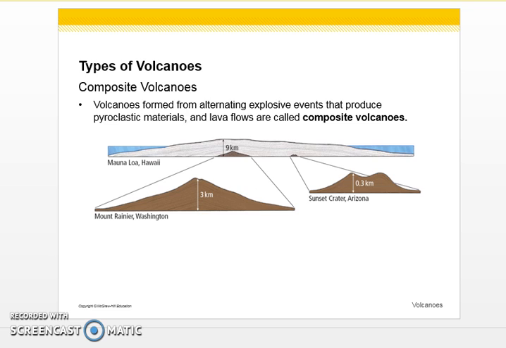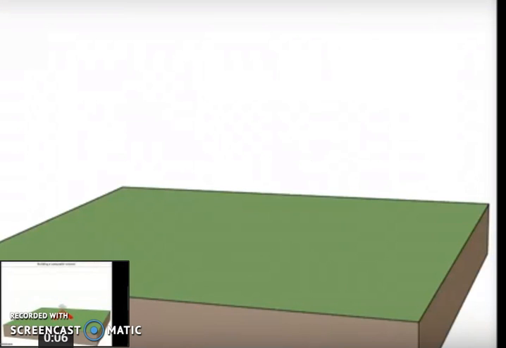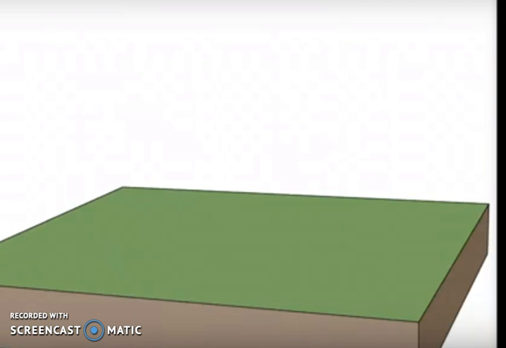And the last type, composite volcanoes. These are formed from alternating explosive events that produce pyroclastic materials and lava flows, and they are called composite. And here's a few examples. So for the last video clip, we're going to be viewing the composite volcano being built. And I'm just going to watch it first and then go back and explain.